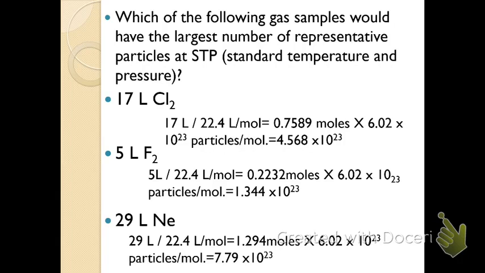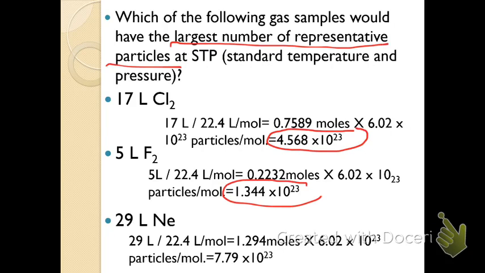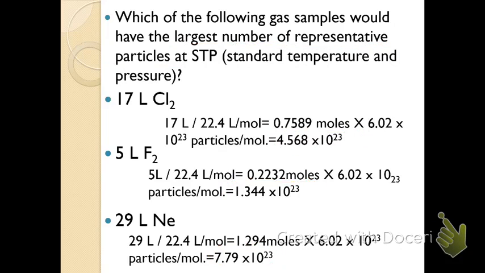So which has the largest number of particles? You have 4.568 E to the 23, 1.344 E to the 23, and 7.79 E to the 23. Which one is the largest of those three? You should have chosen the 29 liters of neon. If you got that correct, you are doing just fine.